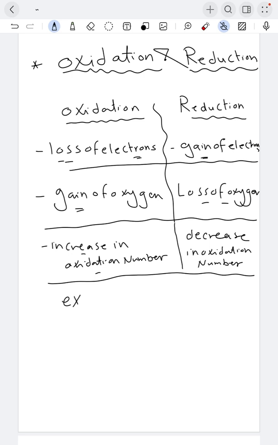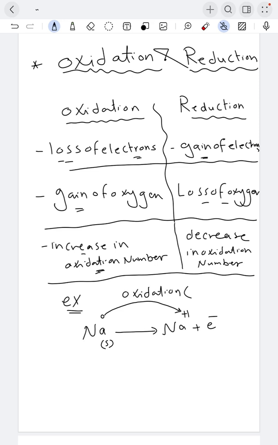Here we have an example like Na producing Na plus and an electron. Here we can look at the oxidation number. Here sodium is in solid state, it's in its normal state. There is no oxidation number here, which means that the oxidation number is equal to 0. It was 0 and it becomes plus 1, so the oxidation number increases, and we said an increase in oxidation number is an oxidation process, so it's oxidation. And oxidation means it's a reducing agent.